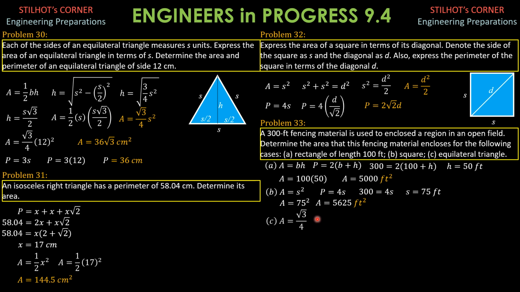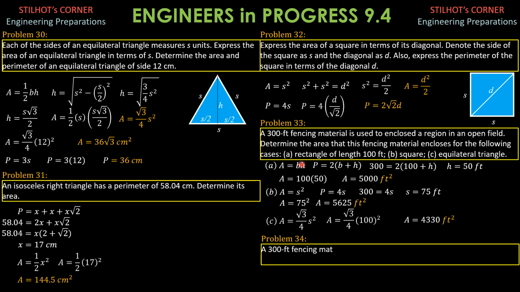Then lastly, letter C, equilateral triangle. The area of the equilateral triangle is square root of 3 over 4 S squared. So square root of 3 over 4 times S squared, where the perimeter is 300. 300 equals 3S for an equilateral triangle, so S is 100. The side of the equilateral triangle is 100. So square root of 3 over 4 times 100 squared, and in decimal it is 4,330 square feet.